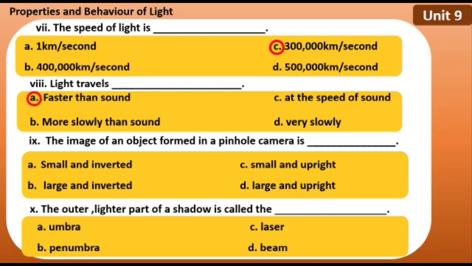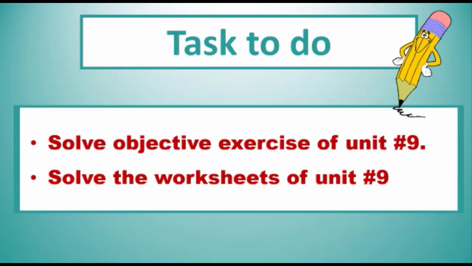Number 9. The image of an object formed in the pinhole camera is small and inverted. Number 10. The outer lighter part of a shadow is called the umbra. Dear students, now this is time for task to do. So what we have to do is solve the objective exercise of unit number 9 and also solve the worksheets of unit number 9.